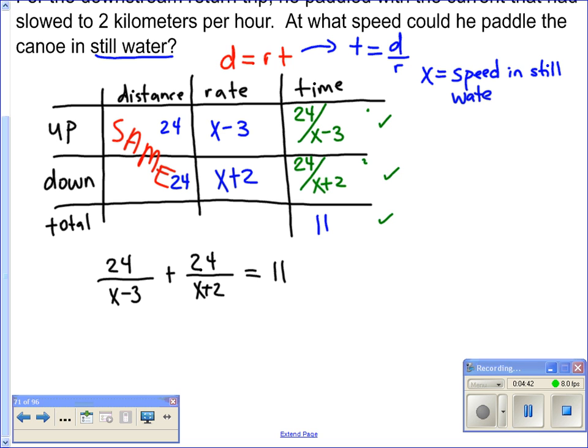Now once we have that, it's just a matter of getting this equation in a form that we can work with and graph. So we have denominators of x minus 3 and x plus 2, which is a little bit problematic. So what I'm going to do is get rid of those denominators by multiplying the entire equation by x minus 3 times x plus 2.